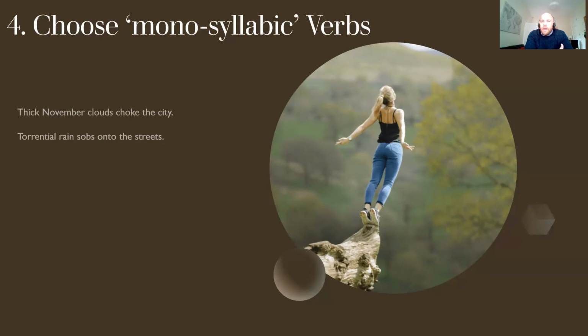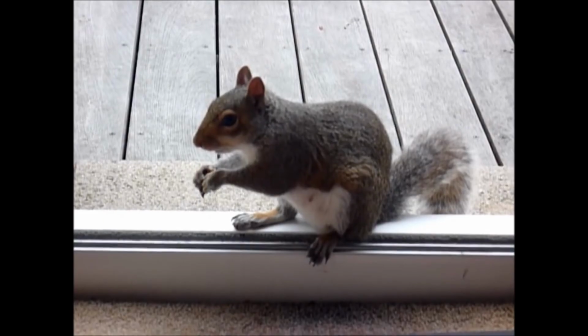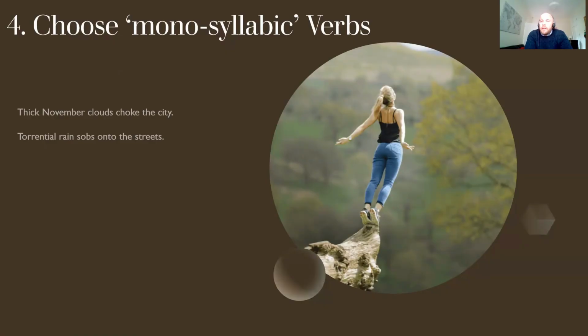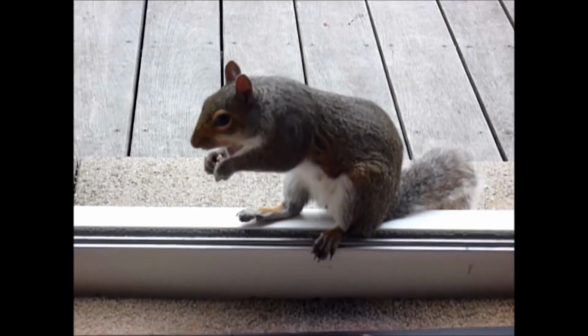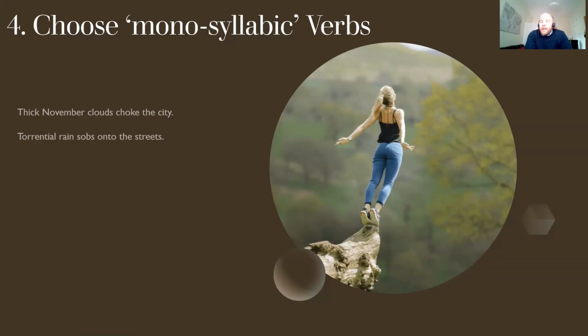I strongly suggest you think about single monosyllabic verbs, sorry, when you're trying to build up tension, because it's just stronger. It's, you know, straight to the point. It finishes as soon as it starts, and it serves to build up tension. So thick November clouds choke the city below. There's one syllable there. November is 3 syllables, but the verb choke, it's just done. The action is just there. It's a single syllable, and it packs a punch.